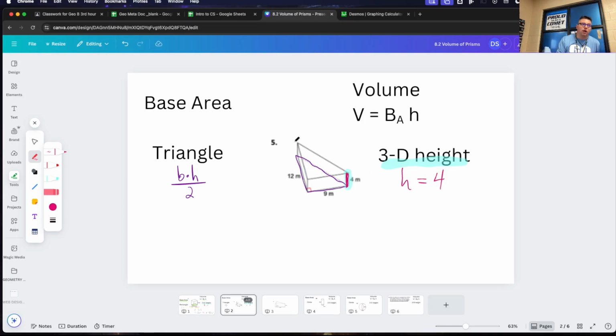So whether you talk about a piece of pie, a piece of cake, a piece of pizza, whatever you want to talk about, the bottom crust, there is a height to that for a triangle. And then the actual thickness of it is a different height. That's your 3-dimensional height. So the thickness of it is your 3-dimensional height.